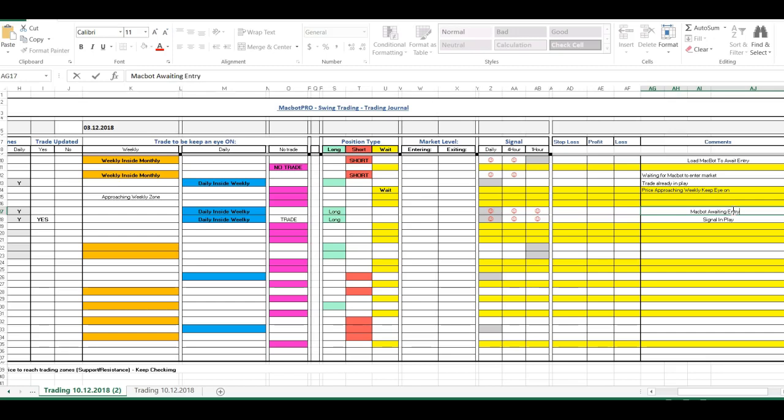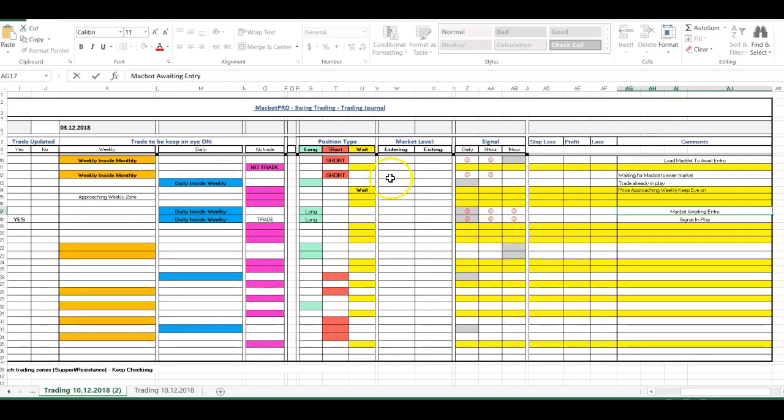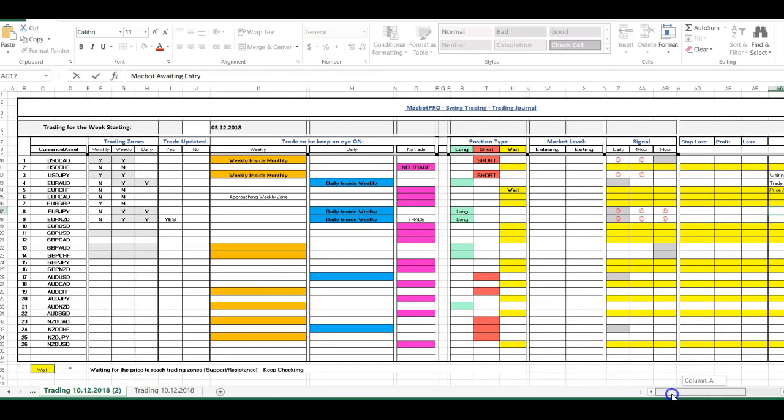And every week when you come in and check the trades again, you just update this. Very, very simple process. You put in the entry level, the exit, the stop loss, the take profit. Each week you fill it out. Okay.